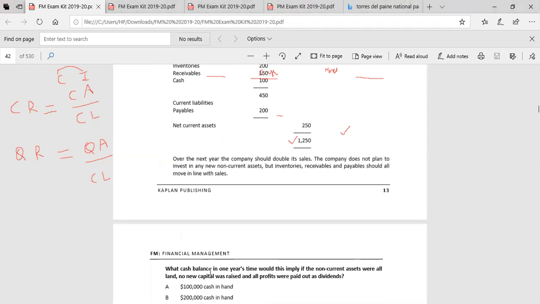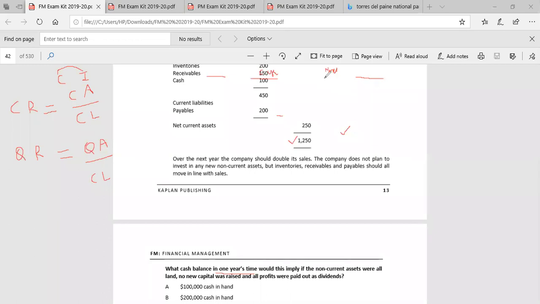What cash balance in 1 year's time would this imply if the non-current assets were all land, no new capital was raised, and all profits were paid out as dividend? 1 year's period is next year. So if you can write one more column next to this balance sheet. We already have the current year's values and we have working capital finally. So if we have one more column for the next year, what will happen in the next year? What cash balance, so how much cash would be required?